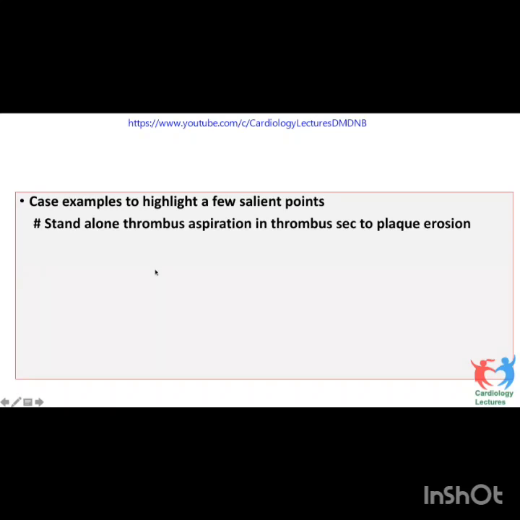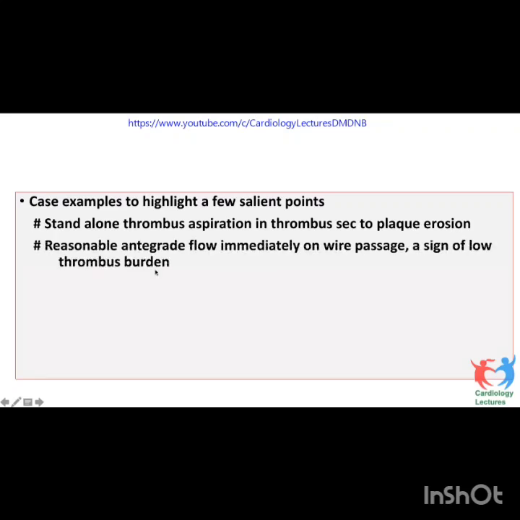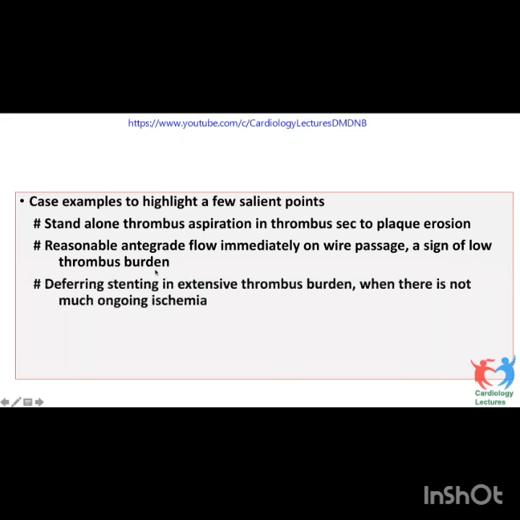It looked very ghastly, an RCA occlusion right from the proximal to distal, but on doing thrombus aspiration, the problem settled very well, and this patient is doing well for 8 long years. Reasonable antegrade flow immediately on wire passage in the second patient is a sign of low thrombus burden. Most of the time, you can proceed with angioplasty like a usual case.